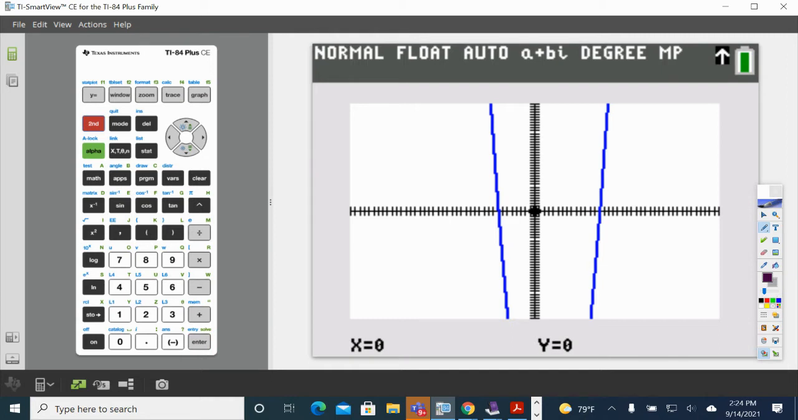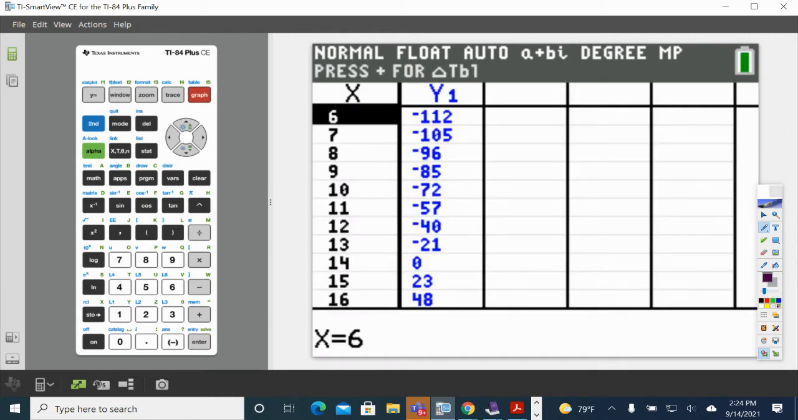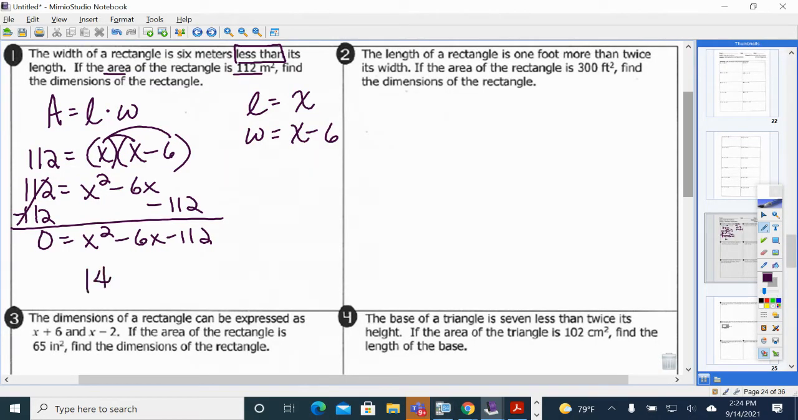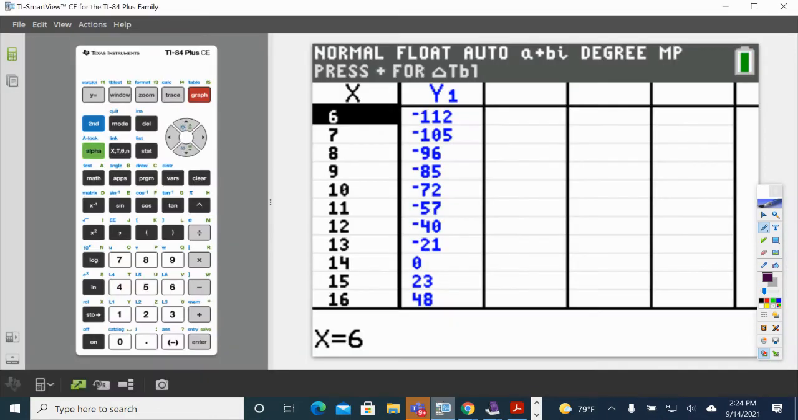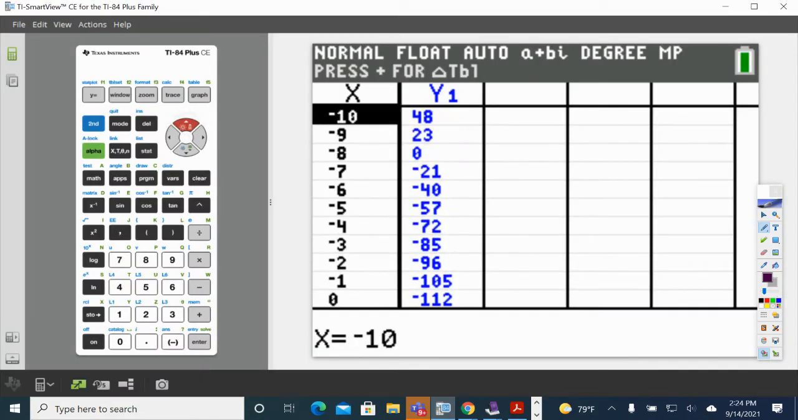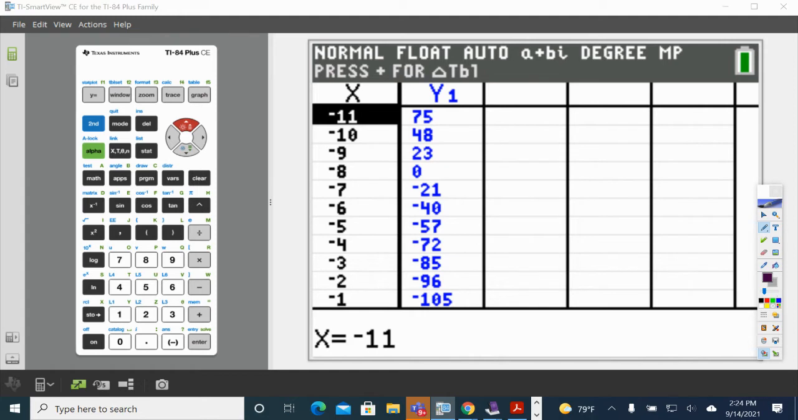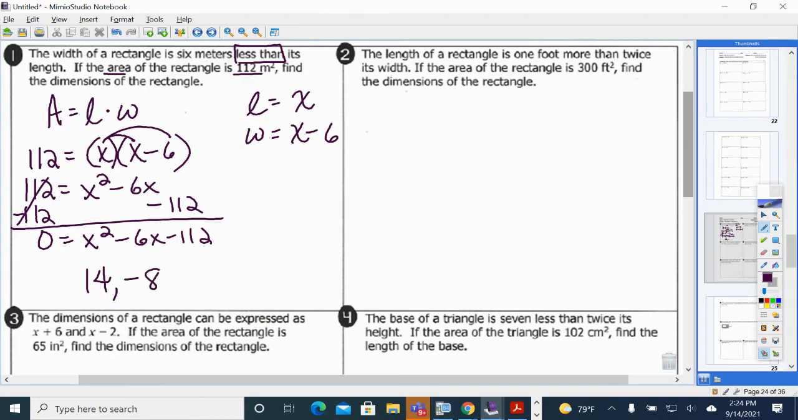Let's go to the table of ordered pairs to make sure we can see. So 14, I did count correctly. I counted 14. 14 is one of my solutions because the y value is 0. So I'm going to write down 14. And then I'm going to arrow up to see if I can find, I thought it was what, negative 8. Negative 8 is my other solution because, again, the y value is 0, so negative 8 is my other solution.